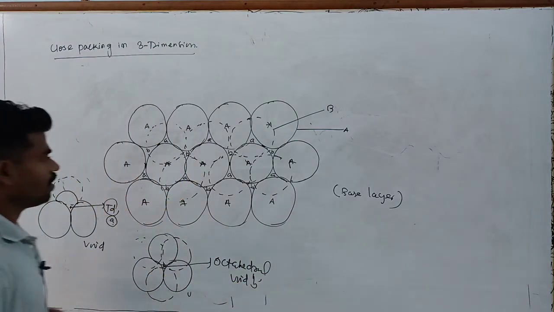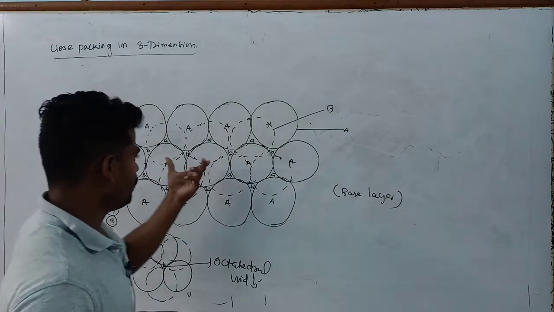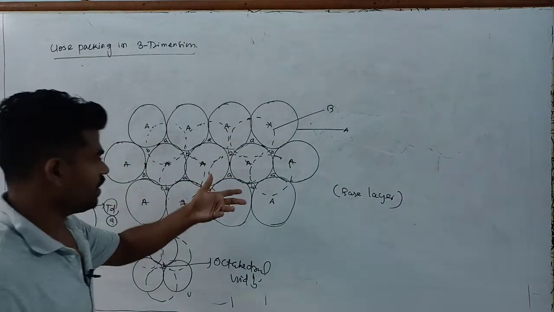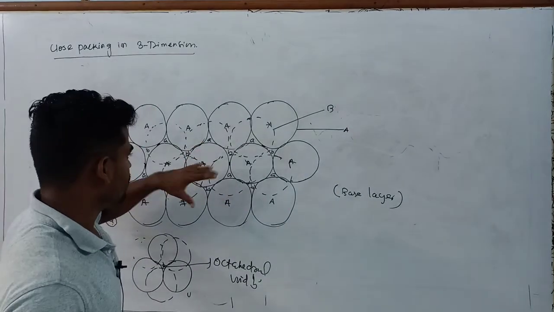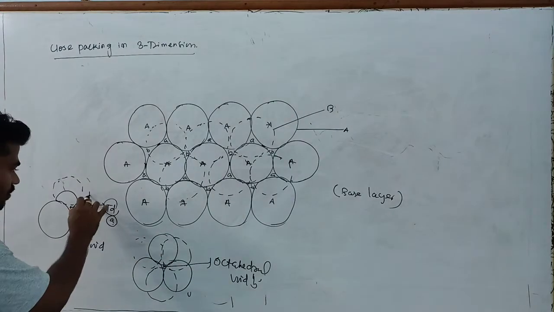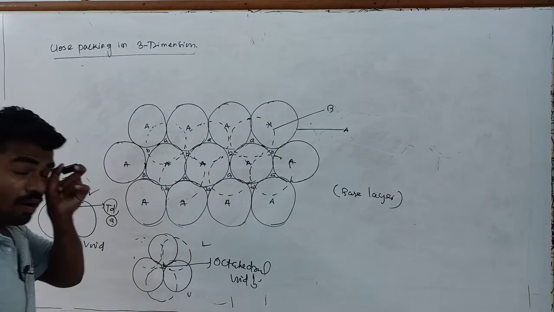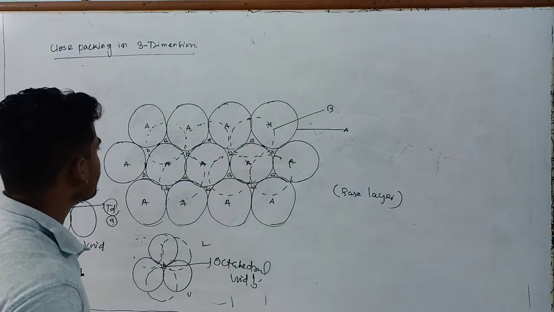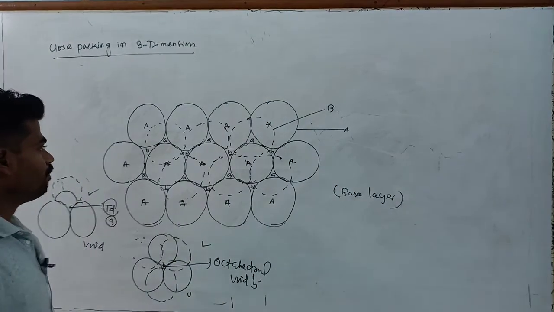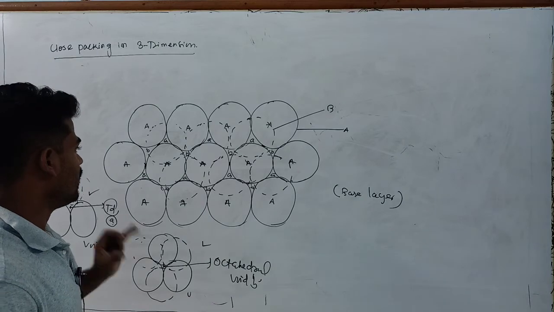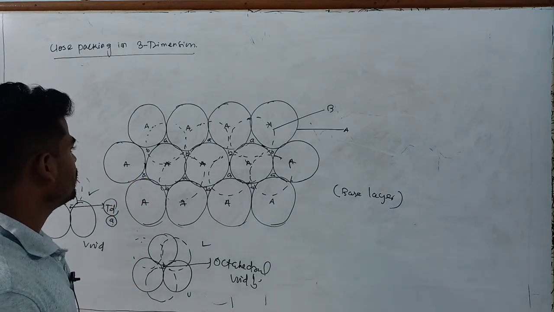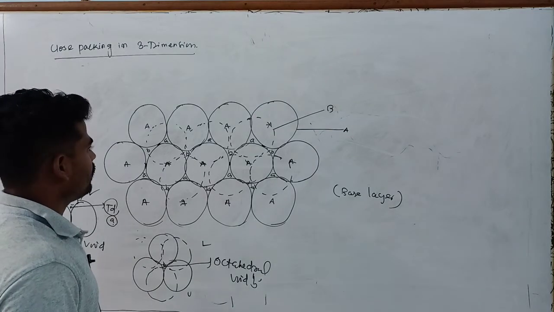So I need to confirm what types of voids are created after placing the base hexagonal layer, with the second layer placed at the depressions of the first layer. 2 types of voids are generated. One is tetrahedral and another one is octahedral. Okay. So now you see, if I place the third layer over these spheres, then what will I get over here?